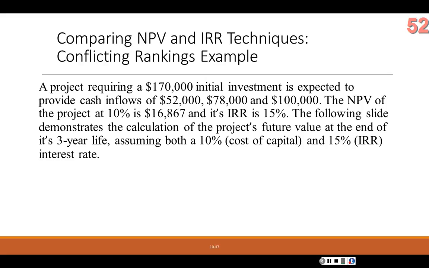So here's an example. We have a project that costs $170,000. It's going to return $52,000, $78,000, and $100,000. The net present value at 10% is $16,867, and the internal rate of return is 15%. So according to both NPV and IRR, this project is acceptable.